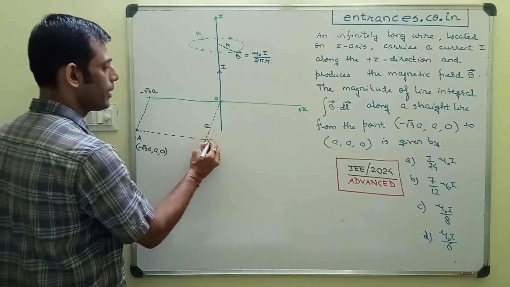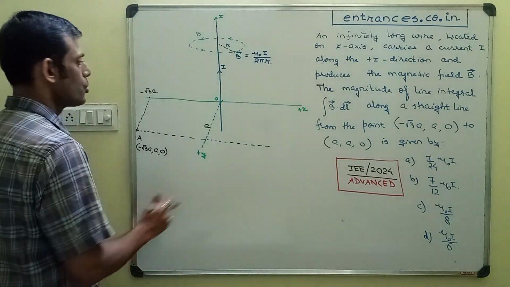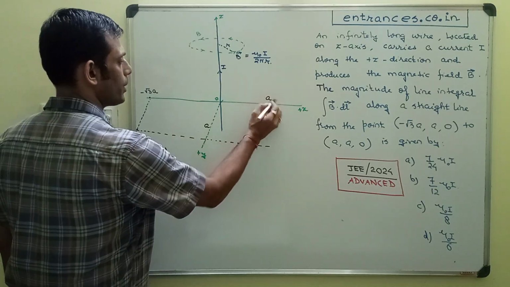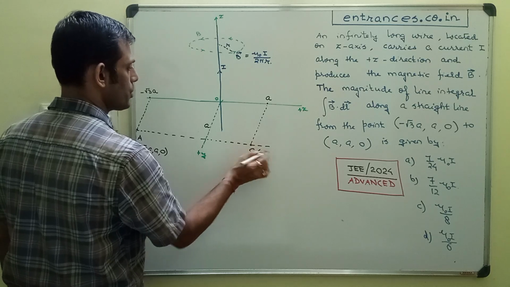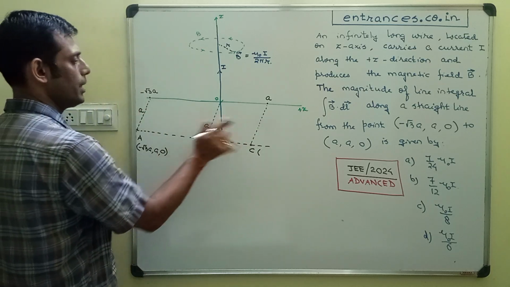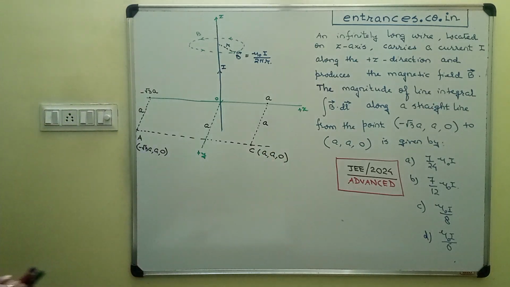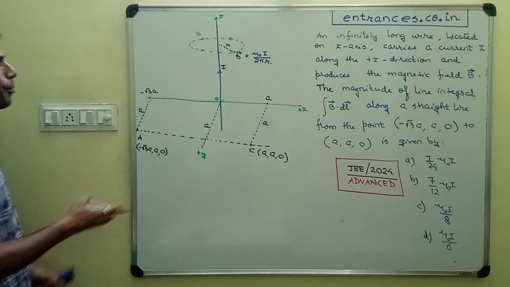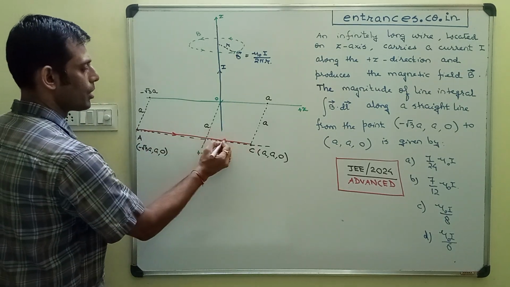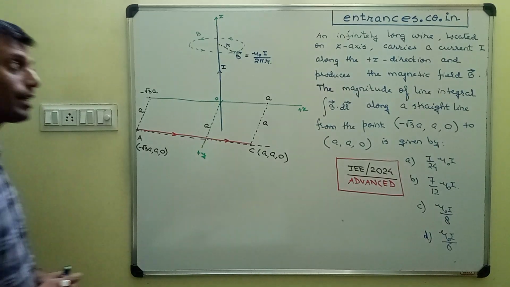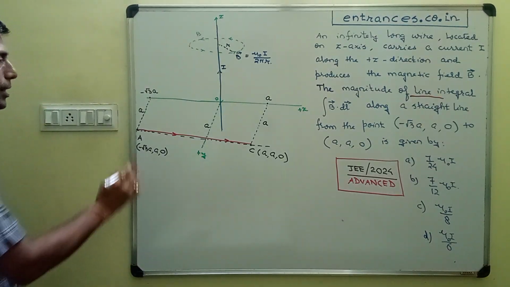Then we proceed ahead and we go parallel, and this point is at a comma 0. So let's say this is the position of a on the x-axis, and we draw a parallel to the y-axis, and this point C is, let's say, again this length a. So a comma 0. And now the question is asking you to obtain the integral of B dot dl along this path. This is what is needed: the magnitude of the line integral of B dot dl along this path.